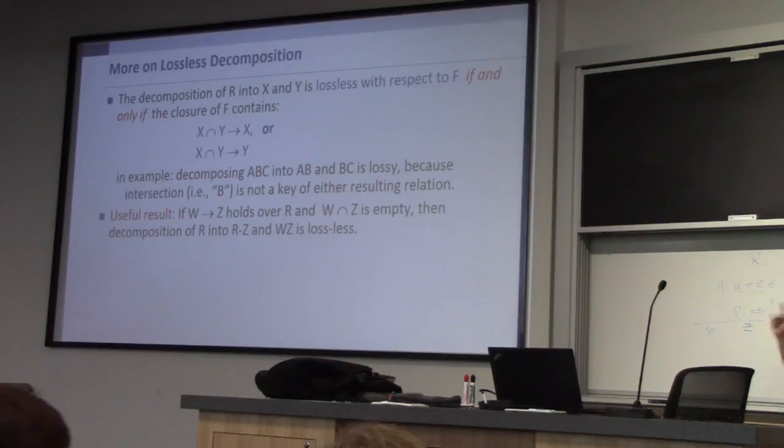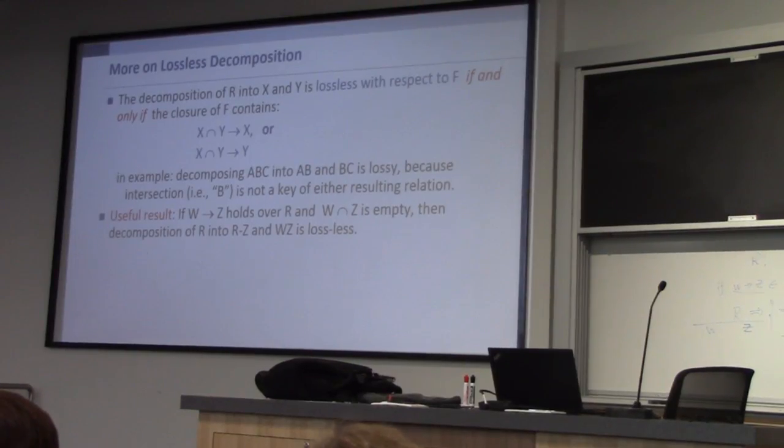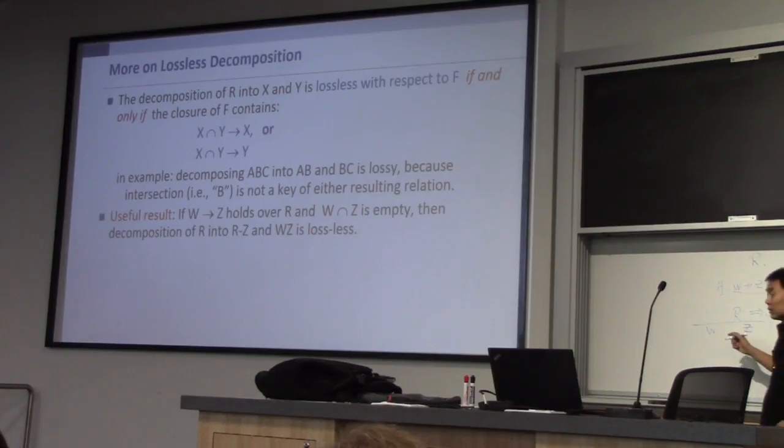By the way, W and Z are two symbols representing either a single attribute or a set of attributes. It doesn't mean the attribute W or attribute Z. They are just two symbols representing one or potentially multiple attributes from R. Does that make sense? So far so good?